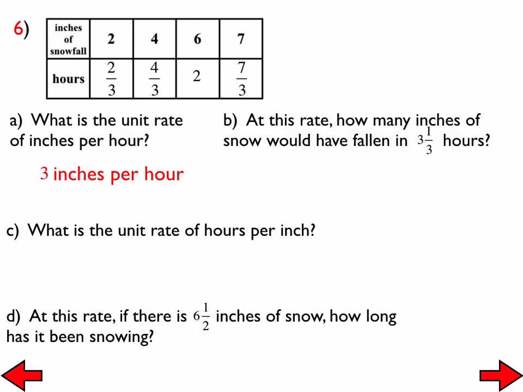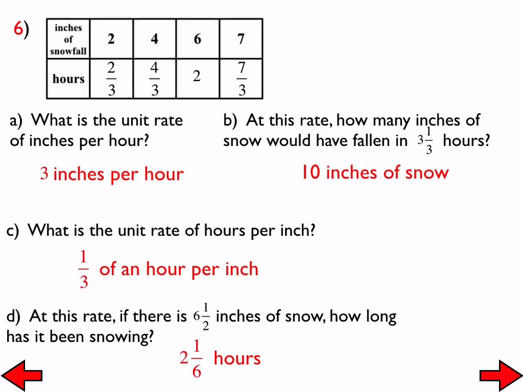At this rate, how many inches of snow would have fallen in 3 1/3 hours? Well, of course, that would be 10 inches of snow. 3 inches per hour times 3 1/3, that gives us 10. So now the flip of that was the unit rate in hours per inch. That would be 1/3 of an hour per inch. And that was part of the point in yesterday's homework, was getting you to see that when you flip the unit rate, it's just the reciprocal. Okay? And then at this rate, if there are 6 1/2 inches of snow, how long has it been snowing? That would be 2 1/6 hours. All right. And we are finished for today.